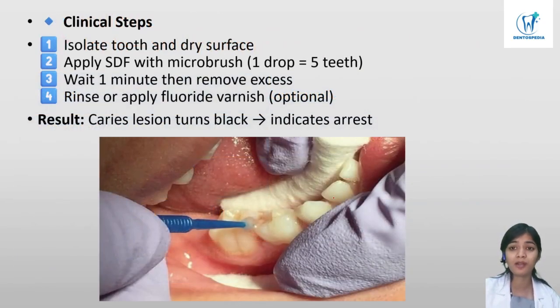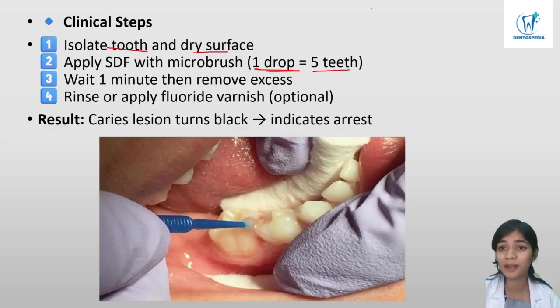So these are the clinical steps. First, you have to isolate the tooth, clean the cavity and dry the surface. You have to dry the carious lesion. Then you have to apply a single drop of SDF solution directly onto the lesion for about 1 minute with the help of a micro brush. Now remove the excess solution and allow the tooth to air dry, or dry with a gentle air stream.